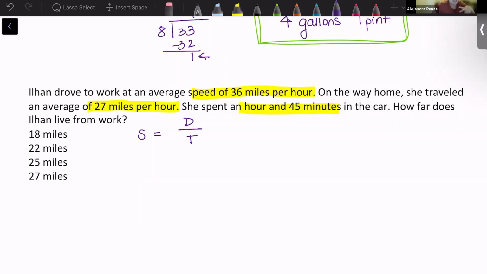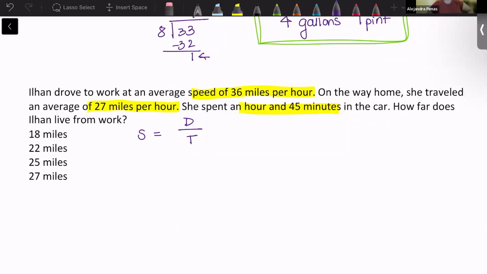We technically kind of know the time. Why do I say that? Because yeah, you spent an hour and 45 minutes in the car, but that doesn't mean you spent an hour going and 45 minutes coming back. We don't know how long it took you each way. We just know in total you spent an hour and 45 minutes in the car. So we kind of know the time. We definitely know the speed. We don't know the distance.